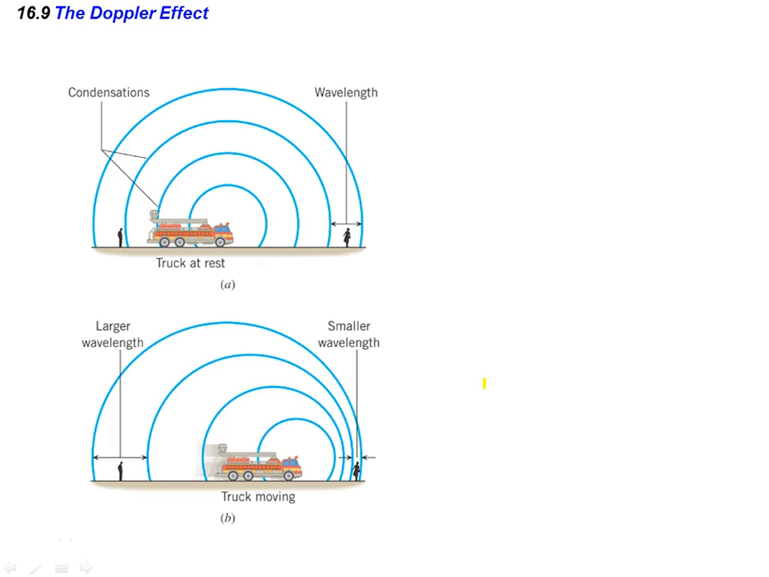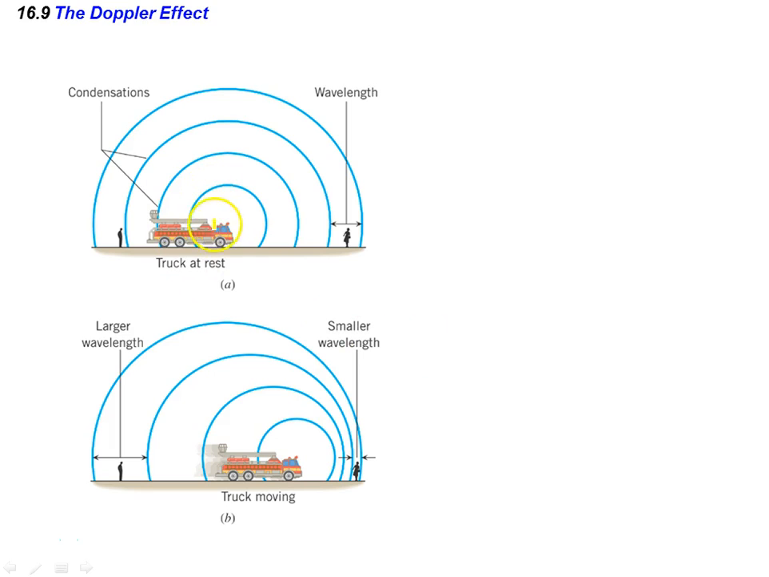In this video, we are going to finish the chapter on sound, and we're going to start by talking about the Doppler effect. The Doppler effect comes into play when we have objects moving that are creating sound waves, whether it's the observer that's moving or the source that is moving.